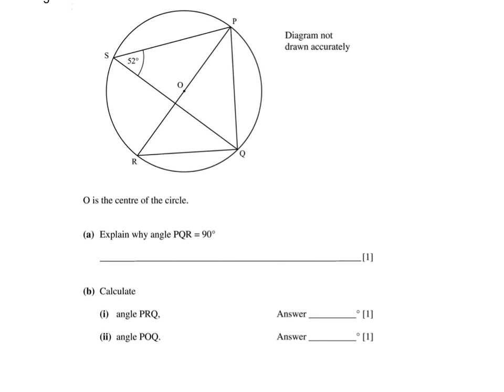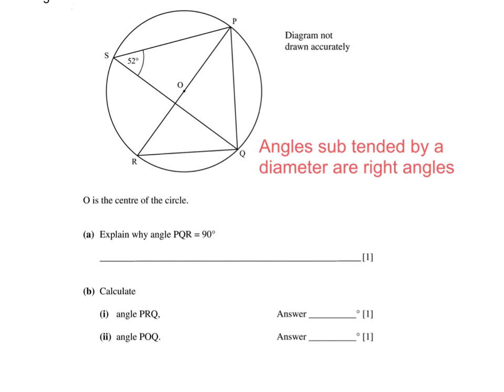In the first question, we're asked to explain why angle PQR is 90 degrees. We simply have to say here that angles subtended by a diameter are right angles.